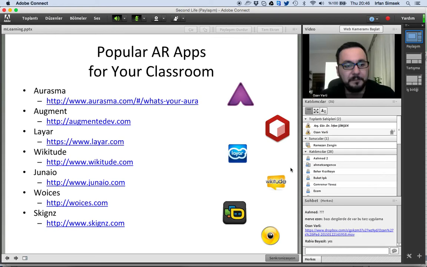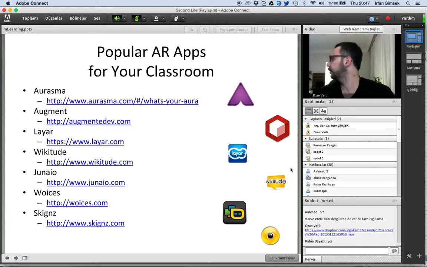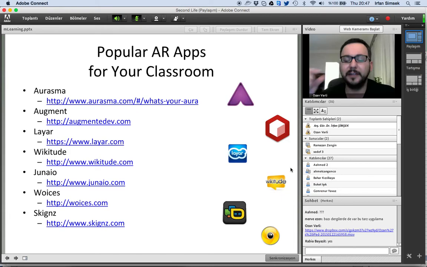So I'm using Aurasma. This is image recognition technology. You scan an image and then you overlay some virtual data on this image, and it starts playing once you scan it. Augment is very similar, but in Augment there are special trackers. I have one, but I don't know where it is. They look like QR codes. Once you scan those, you can place 3D objects anywhere you place the tracker.